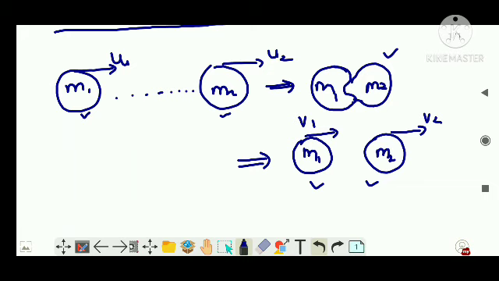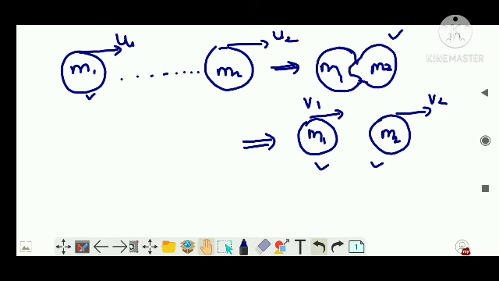What happens in your textbook is you usually take M2 at rest, right? But that cannot be assumed. M2 can also be moving with a velocity. Then also there will be a condition where they are undergoing elastic collision. This is what we are doing here. Suppose M1 is moving with velocity U1 and M2 is moving with velocity U2. After collision, they respectively get velocities V1 and V2.